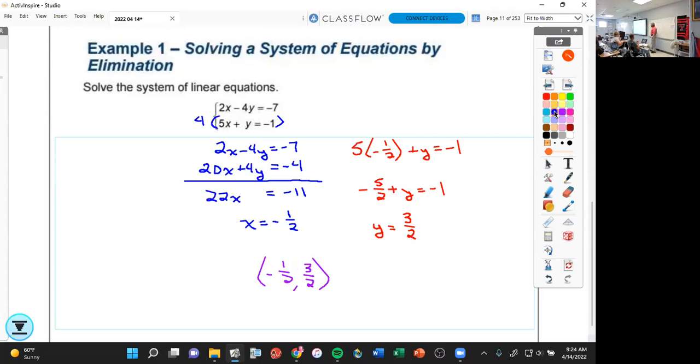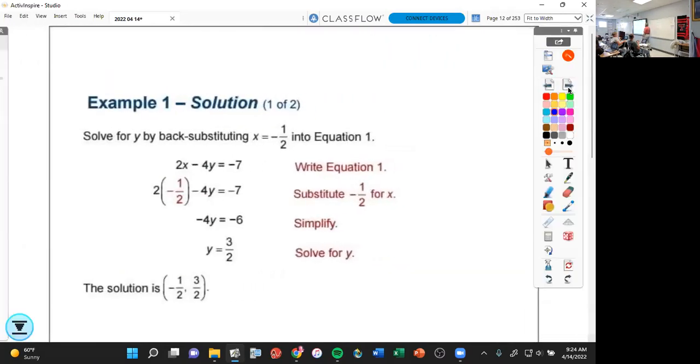These are nice fractions and they're nice decimals too. It doesn't really matter, I don't think. Yeah. Probably a fraction. Yeah.